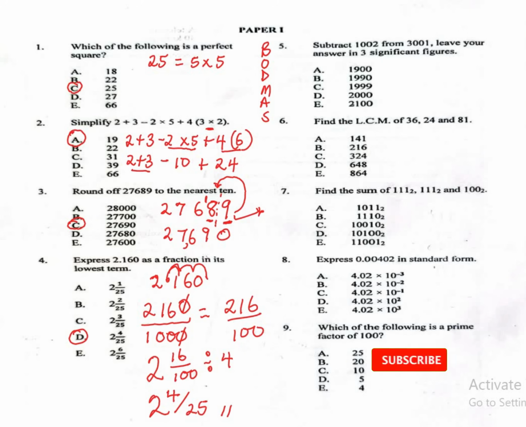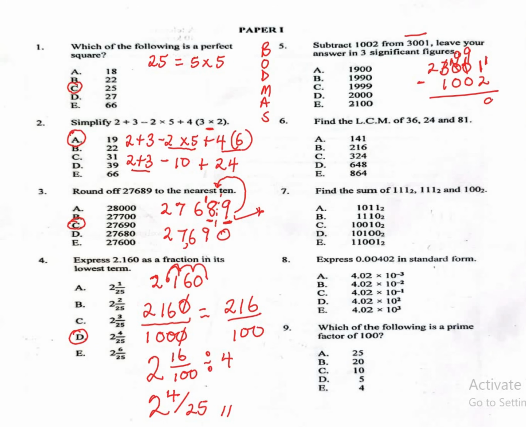For question number 5, this question says, subtract 1002 from 3001. Leave your answer in 3 significant figures. So we have the bigger number, 3001, minus 1002. 1 minus 2 is not possible. Borrow 1 from 3. 3 reduces to 2. Put the 1 here. So this 0 becomes 10. Subtract 1 from 10. That's 9. Put the 1 here. 10 minus 1, 9. Put the 1 here. So we've achieved our aim. Instead of 1, you have 11.